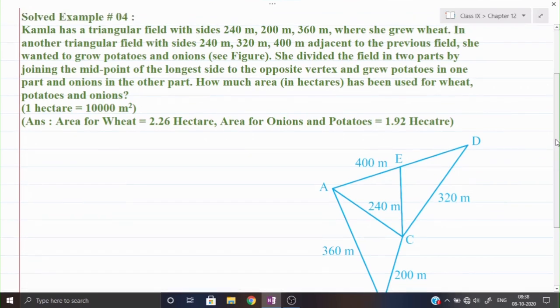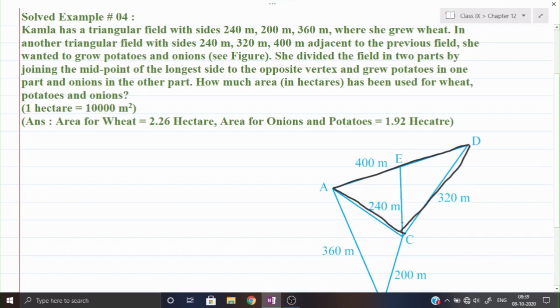In another triangular field with sides 240 meter, 320 meter and 400 meter adjacent to the previous field, she wanted to grow potatoes and onions. See, the other field is triangle ACD. This is the triangle they are talking about. If you observe carefully, this triangle ACD is where she wants to grow the potatoes and the onions.